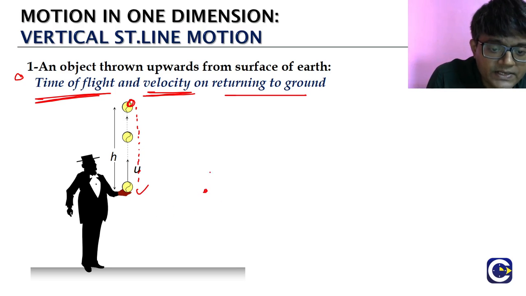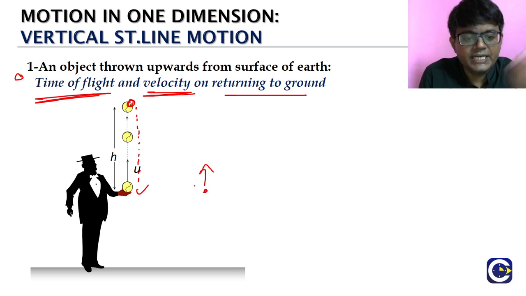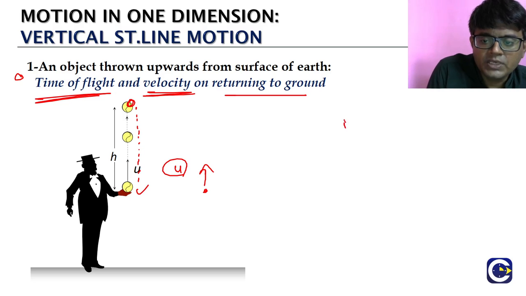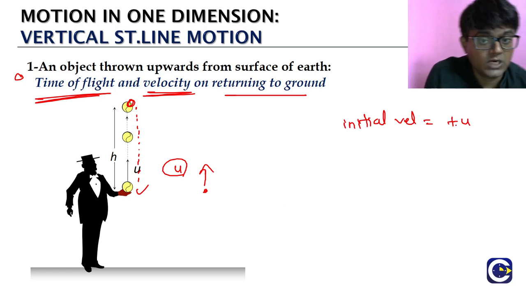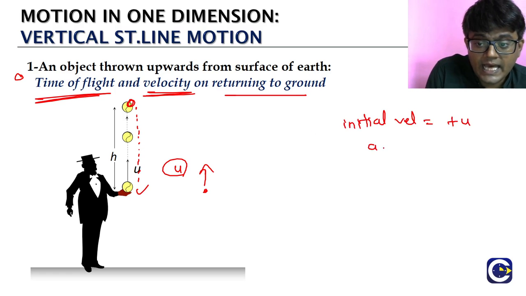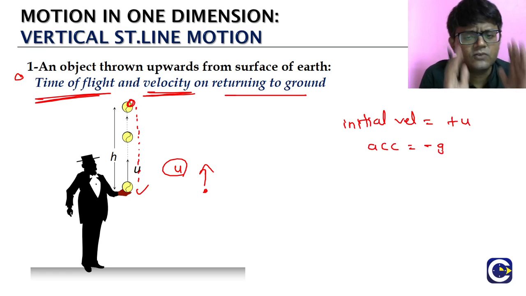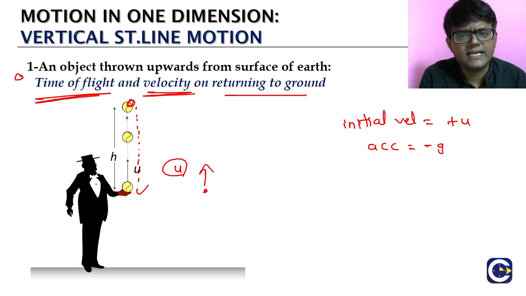We are projecting it with some initial velocity. As per the convention, upwards means plus. Acceleration is fixed. For all vertical straight line motion problems, if we go with our sign convention, what will our acceleration always be?